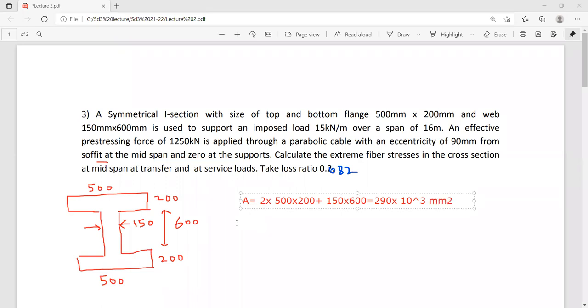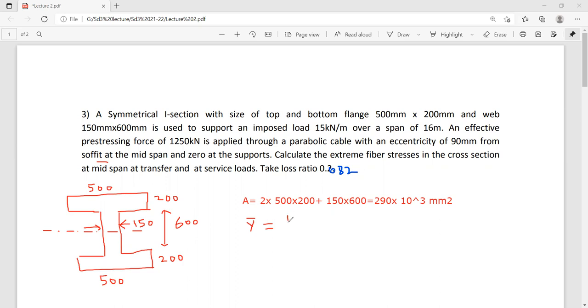Okay, so now you tell me, how much is y bar for this section? Anybody know? This one is a symmetrical section. Symmetrical means if you fold it in x and y direction, it should overlap totally, meaning directly it is half of this. So how much is the total depth? 200 plus 600 plus 200, that is 1000.